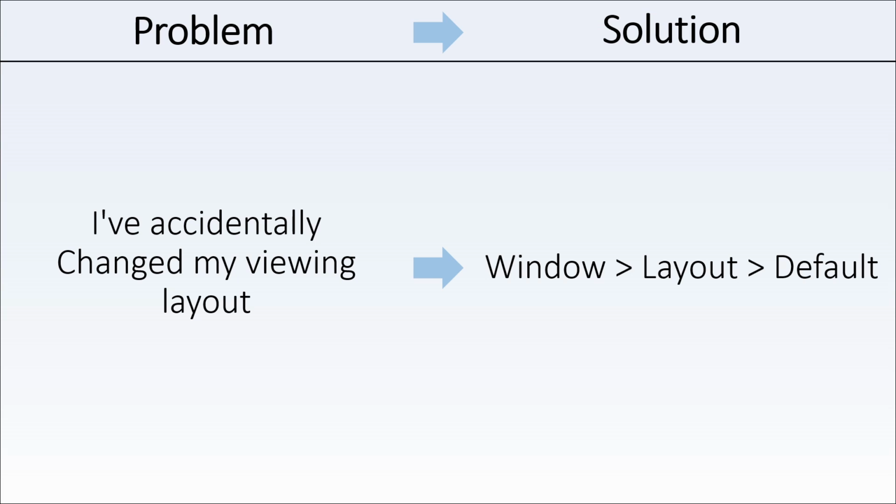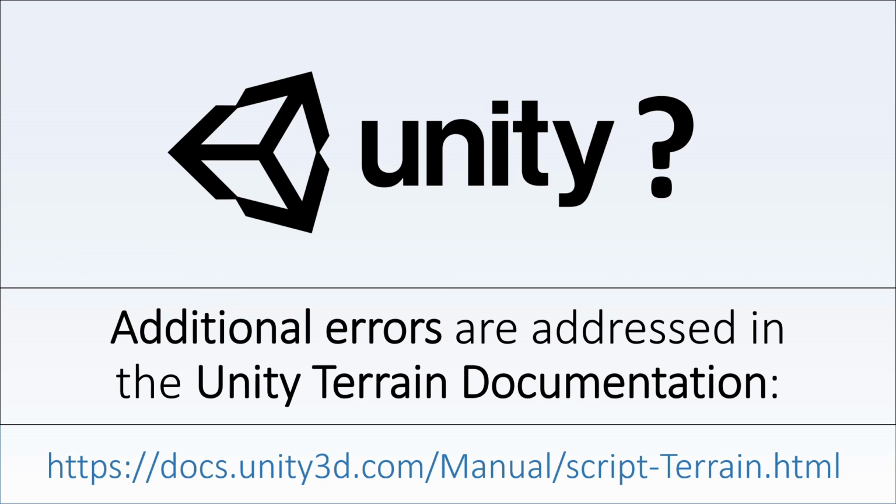Another common error is changing the view of Unity. This can be fixed by simply clicking Window, then Layout, then Default. This will return Unity to the default view. If you are having any additional issues, please visit the official Unity documentation. It will be able to answer any unanswered questions and perhaps even be able to expand your knowledge further.